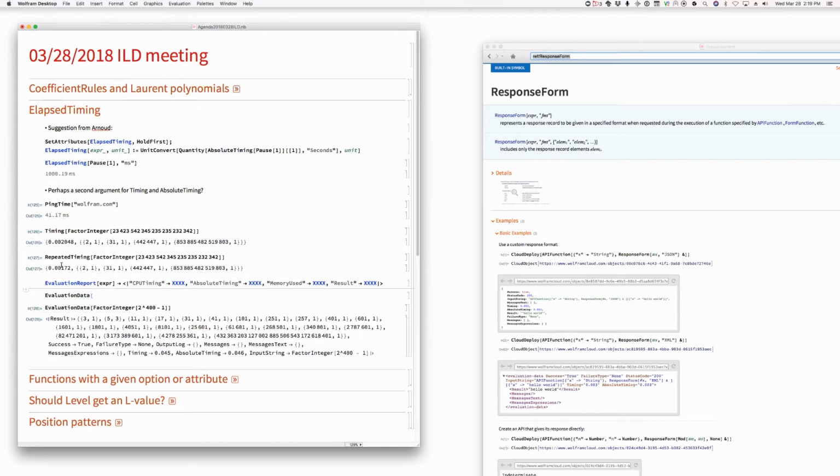All right, look, I think the thing we need to do is understand how this response form stuff works and consider this evaluation data possibility. I think that, okay, so what are the branches here? One branch is, we've got these three functions: timing, absolute timing, repeated timing, right? Yep. The second argument possibility is not great.